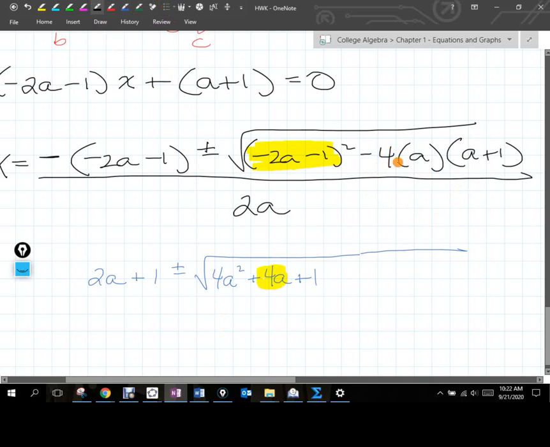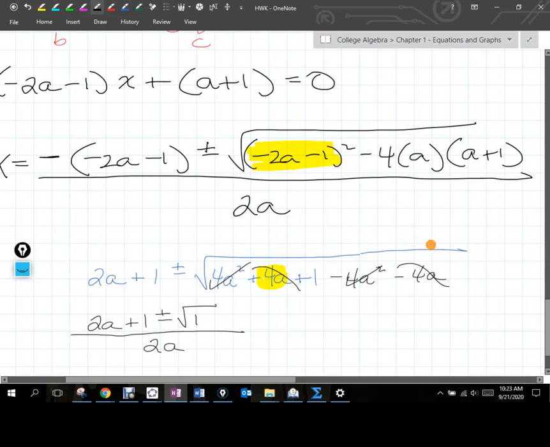Then we're going to have, so what, negative 4a times a is negative 4a squared. And then negative 4a times 1 is negative 4a, right? So the 4a squared cancel, the 4a and negative 4a cancel, and I'm now left with 2a plus 1, plus or minus root 1 all over 2a. Yes?